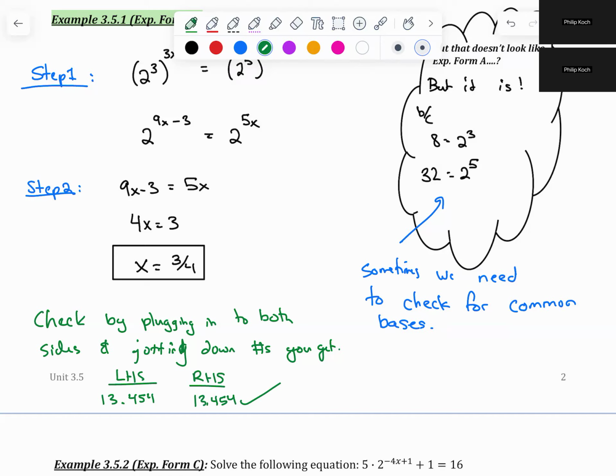So that is a form A situation. It doesn't look like it at first, but it is. It's dramatically quicker. I want to say drastically and dramatically at the same time. But it's much quicker to do this one. That's why I go over this option.